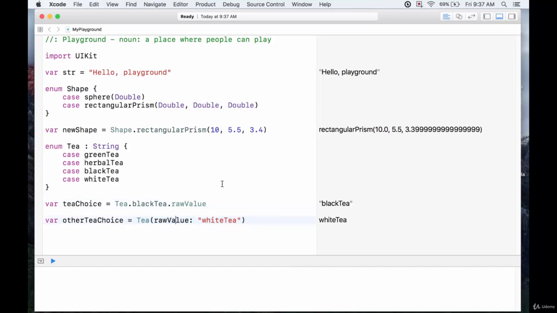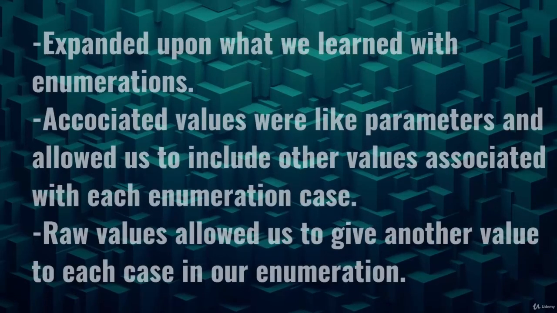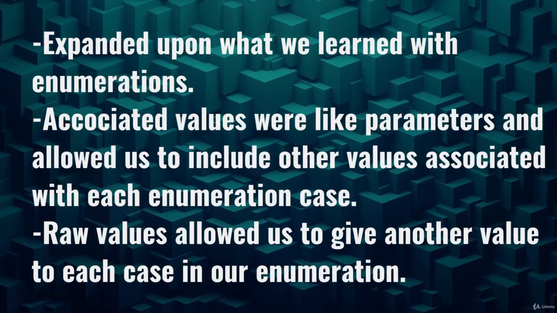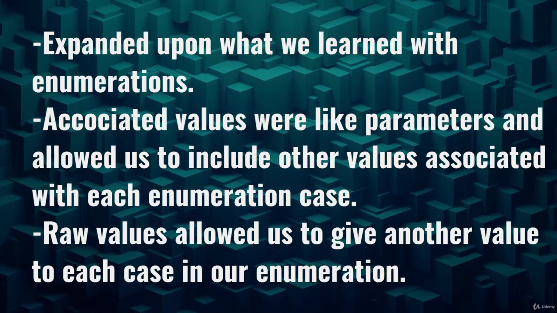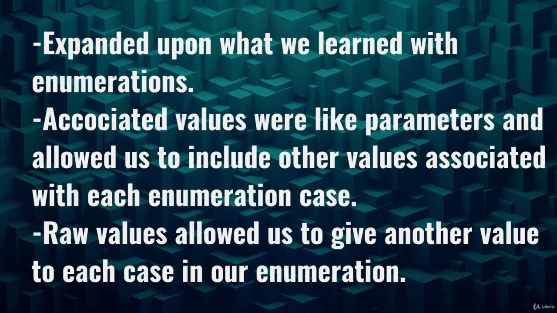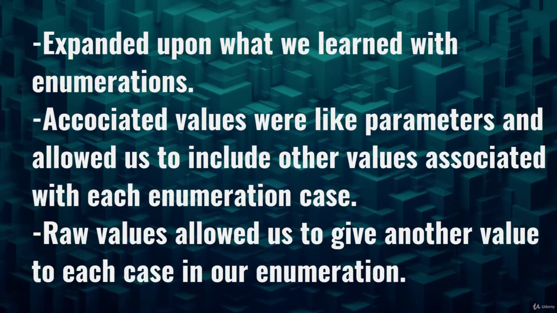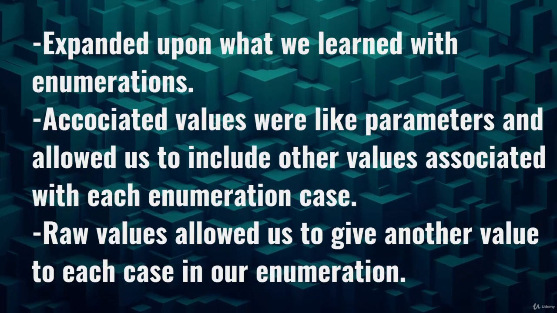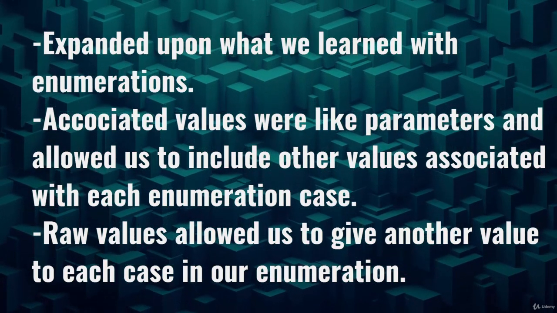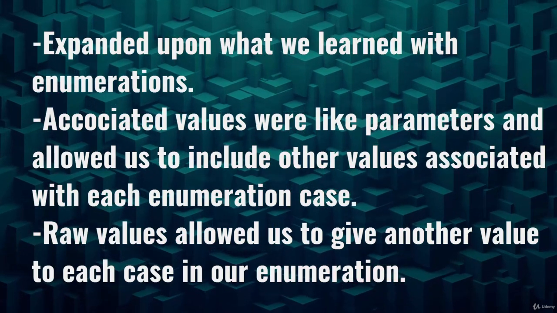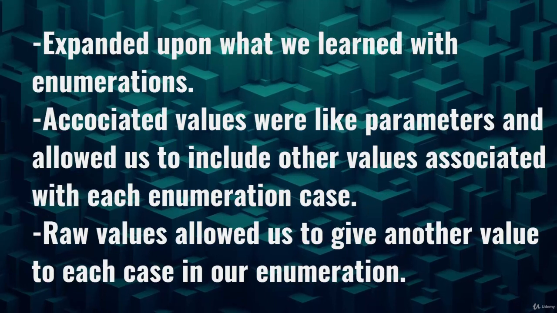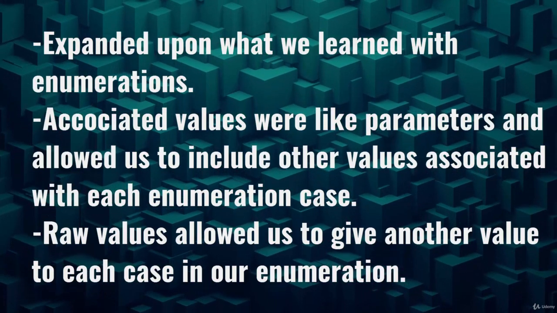Okay, so that's enumerations. This next part we'll be looking at will be classes. So in this part we just expanded upon what we learned with enumerations in the first part. So the first thing we talked about were associated values, and these are a list of parameters for each of our values in our enumeration. They allow us to include other values associated with each enumeration case. So we saw with a rectangle there were 3 possible doubles, one's a width, one's a length, and one's a height, that go with each rectangle that we create, whereas the sphere only had 1, and that was going to be a radius.